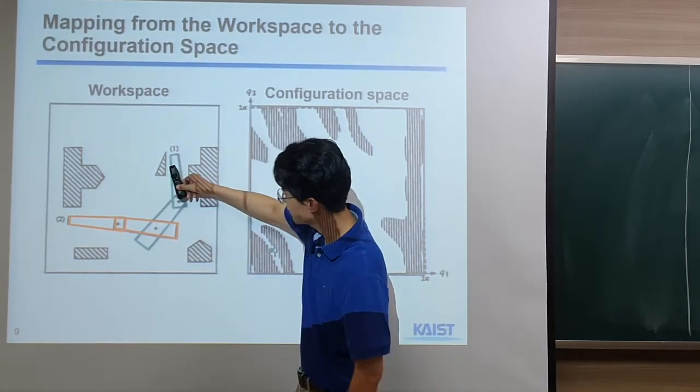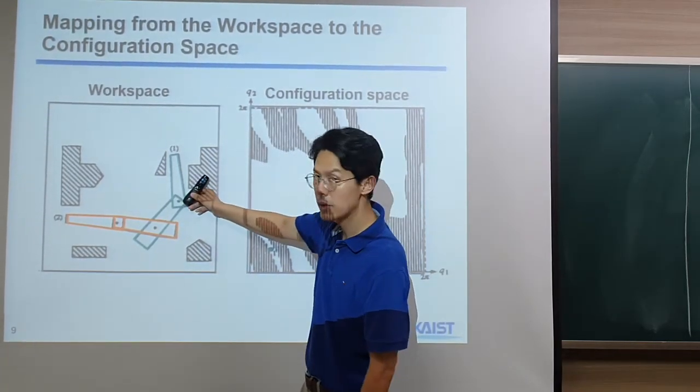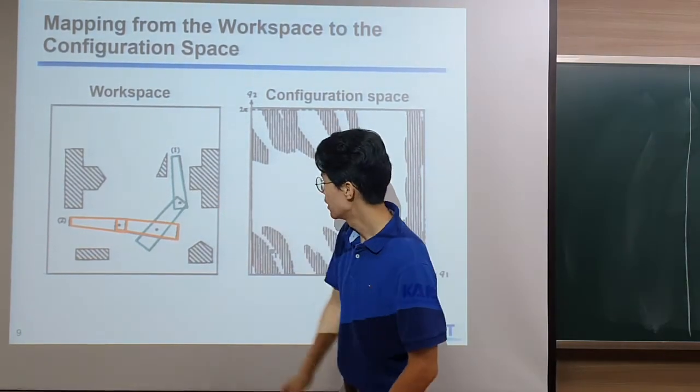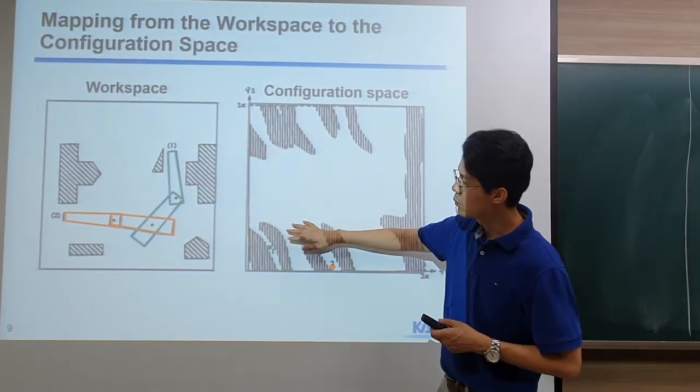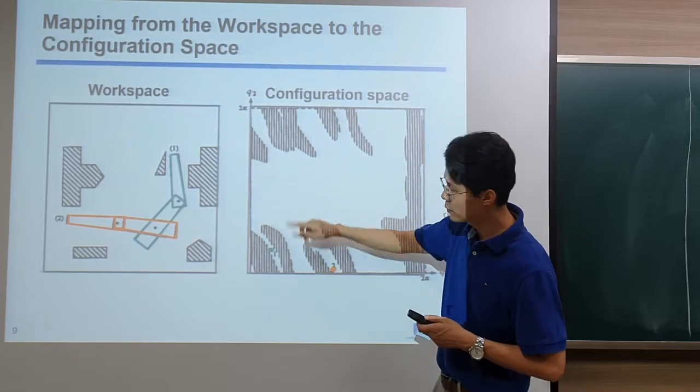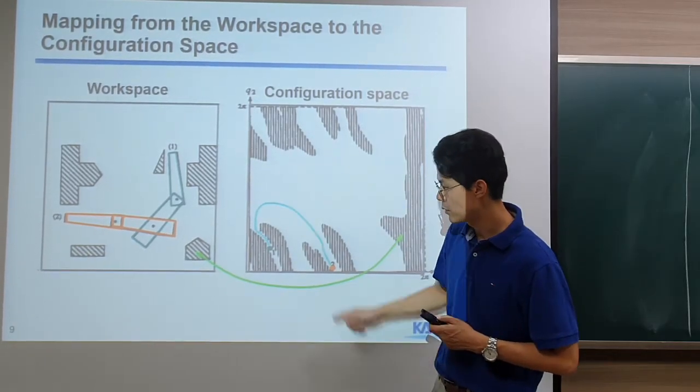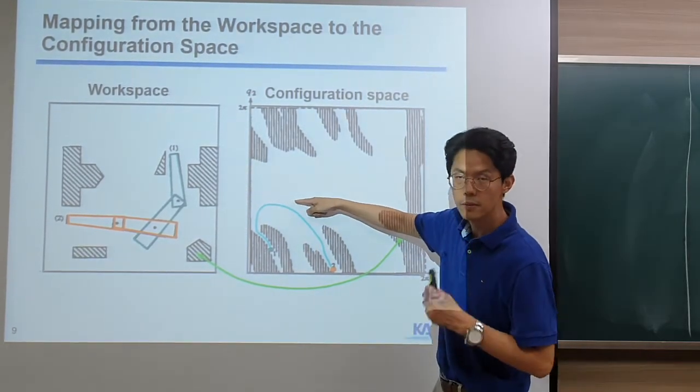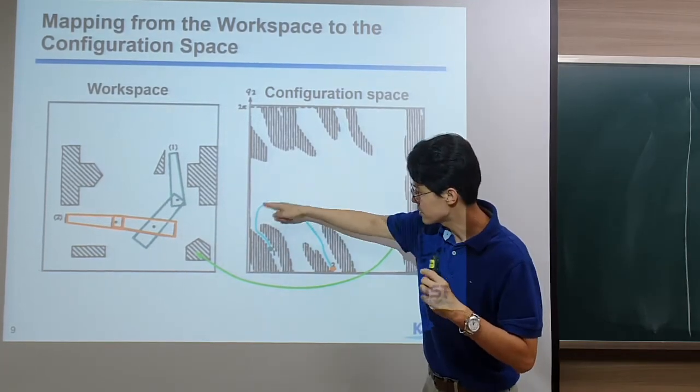And then this shaded area is where, at that configuration, if we place the robot here and there, if you place this upper arm there, we will have collision, right? We cannot go there, right? And basically we want to find the path from here to there without having any collision. Then basically path planning is nothing but finding this collision free path.